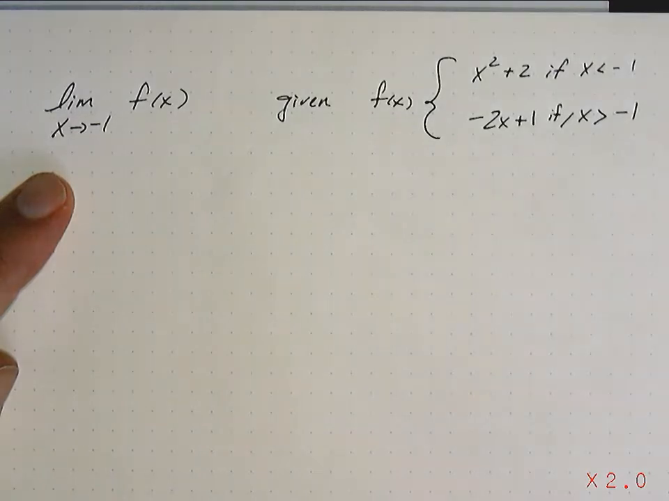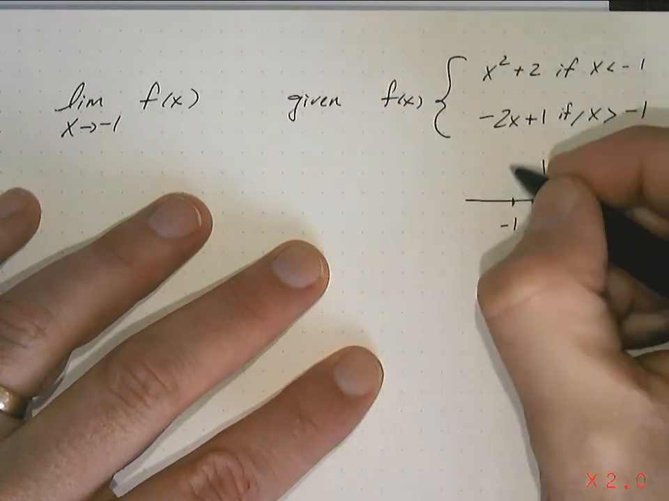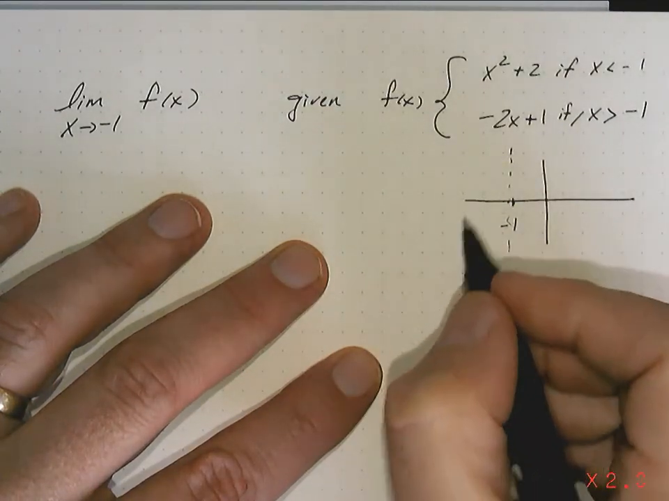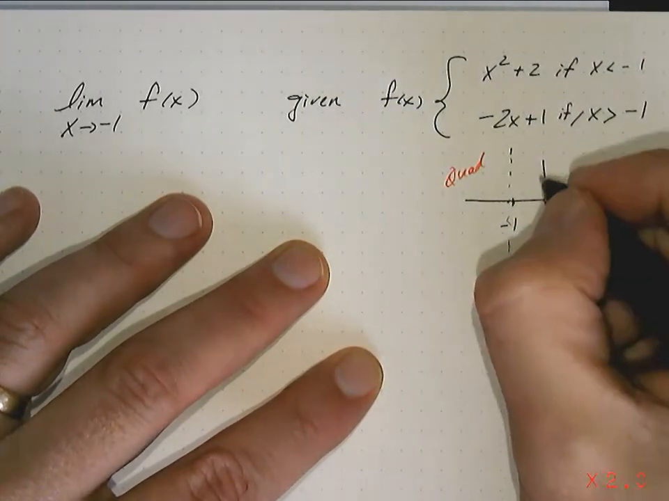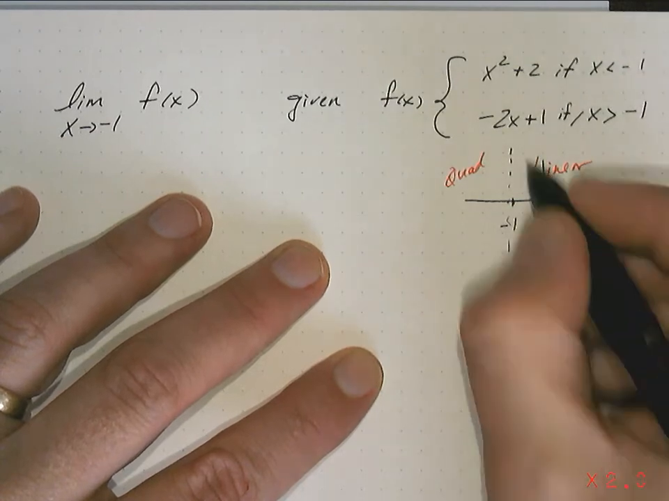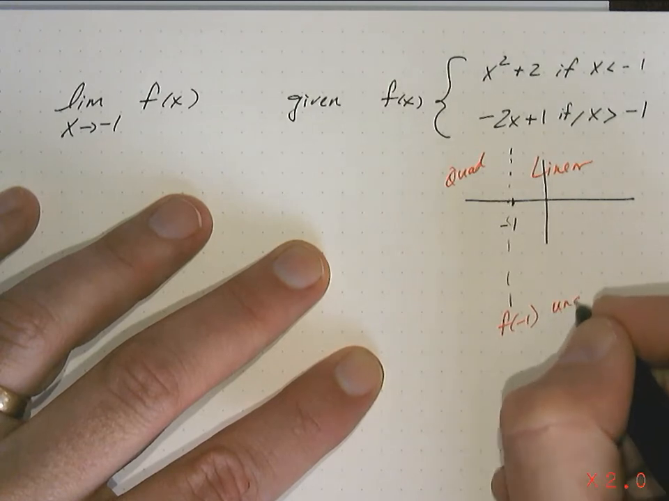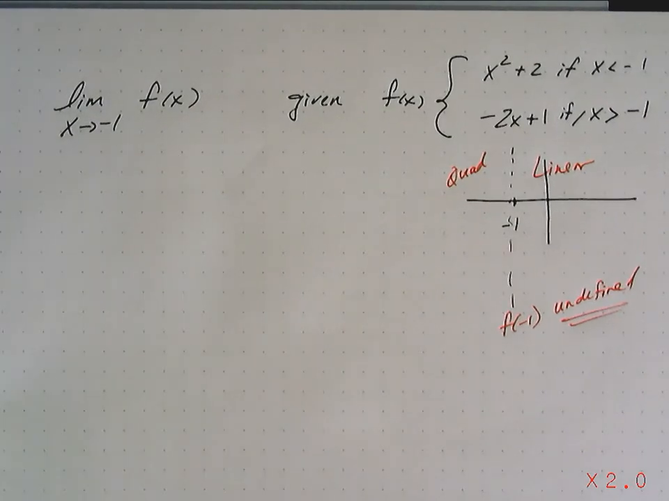There's no equal to. Guess what? This is not defined at -1. So when I go to do this on a graph, and when I'm at -1, I better not have a range value there because it's not defined. On the left-hand side, it's going to be quadratic. That's fine. On the right-hand side, it's going to be linear. That's fine. But notice there's no equal to. f of -1 is undefined. That's okay in terms of limits. We don't give a darn.